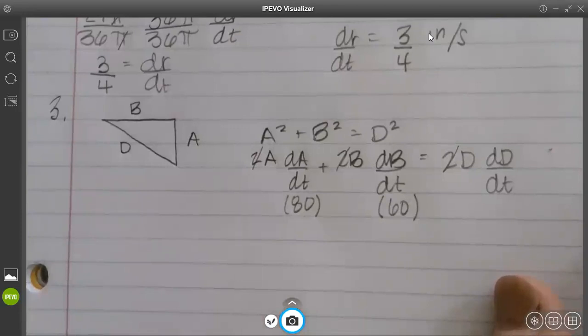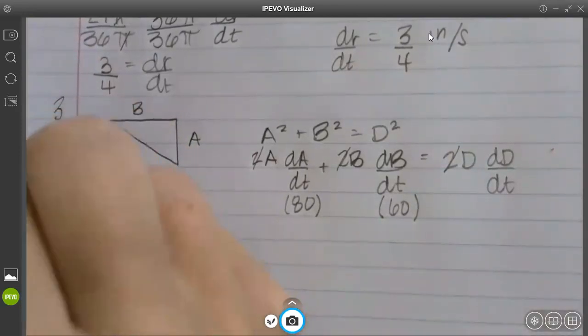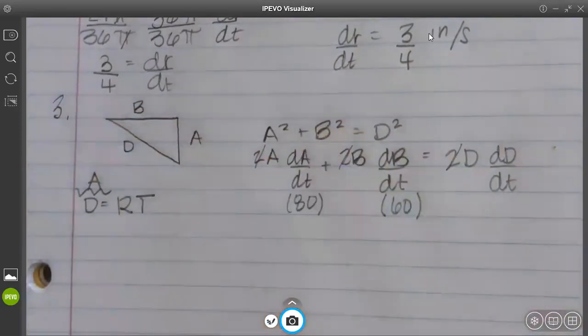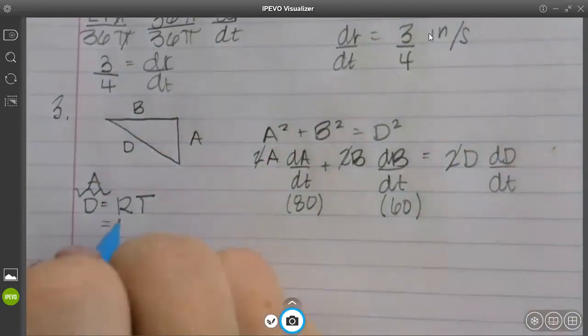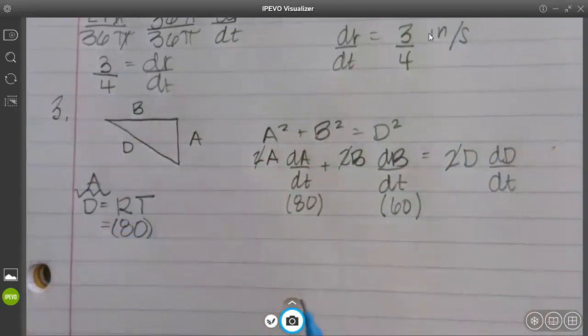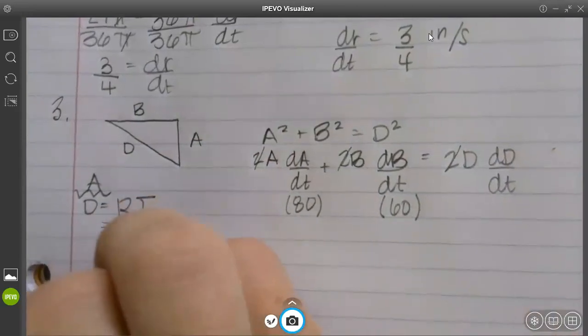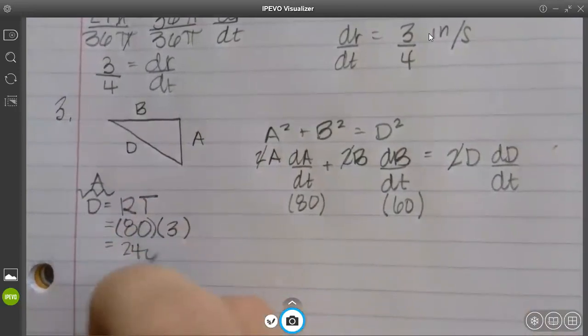If we're looking for distance, what's another formula for distance? Yeah, your dirt formula or whatever you guys call it, D equals RT. So if we talk about A, and distance equals rate times time, what was your rate for A? 80. How long are we doing this? 3 hours. So what does that give you? That's going to be your A.